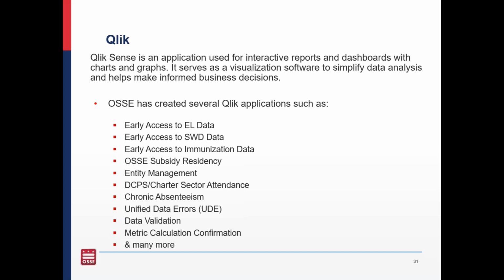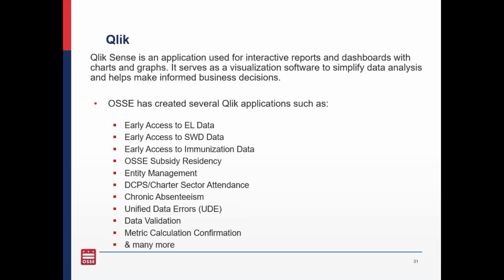So if you, for example, received a unified data error, which I'll talk about in a moment, saying that you have attendance that was not submitted, you can go into the charter sector attendance application and get a more holistic view of that attendance and those errors. The chronic absentee application displays just kind of what it says, students with chronic absenteeism. There's also a user guide in that application as well.